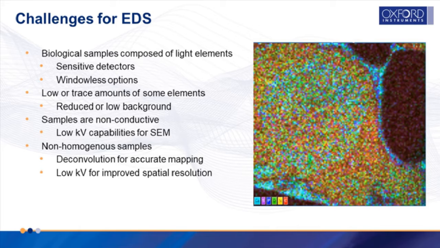As you can see in the image on the right, you also get non-homogeneous samples. This means that we don't have isolated regions of a sample composed of a single element, which can occur in some materials samples. Biological samples by their nature are non-homogeneous, and this makes mapping really difficult because we've got lots of elements overlapping one another. So it's important to have solutions where you can deconvolute the peak data for accurate mapping, and low kV that improves spatial resolution.